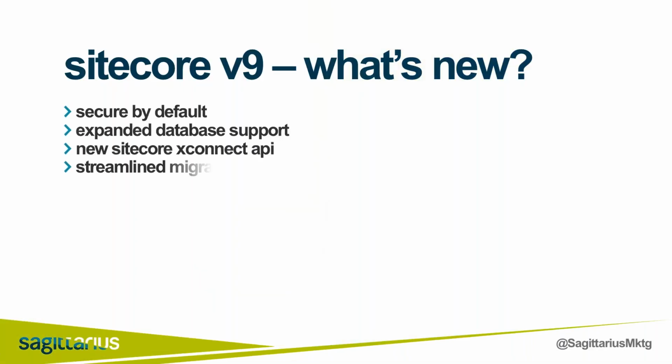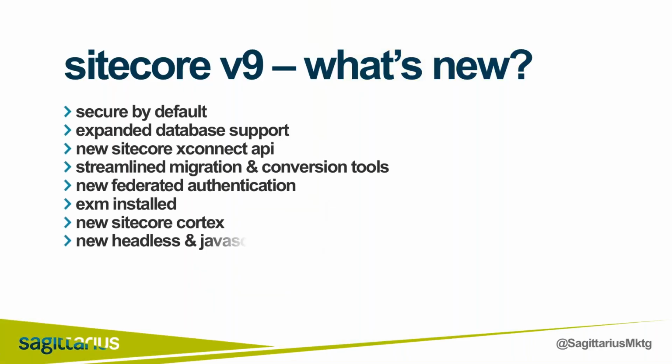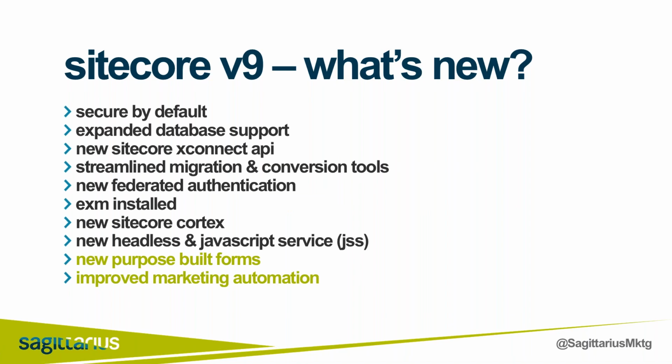So what's new? Sitecore 9 is secure by default. It utilises an expanded database support. It offers new Sitecore XConnect API, which I'll cover off in a little detail later on. It offers streamlined migration and conversion tools, new federated authentication. EXM is installed as standard. That doesn't mean to say that it's configured though, so do bear that in mind.